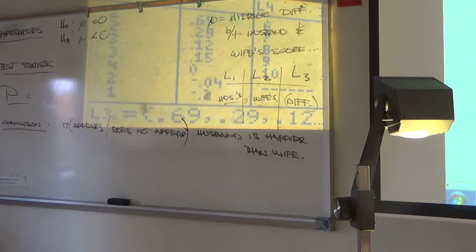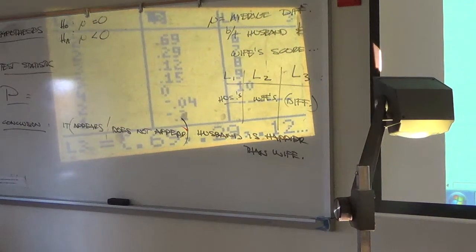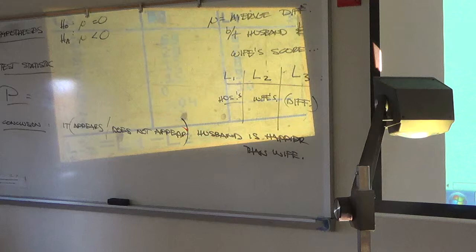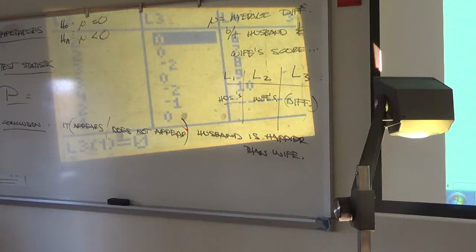Let me do the little subtraction. Remember how to do subtraction in the TI? Put your blinker on top of L3 like that and just do L1 minus L2. Enter. It'll clear the whole list out and replace it with the differences. There are your differences: 0, 0, negative 2, 0, negative 2, negative 1, 0.